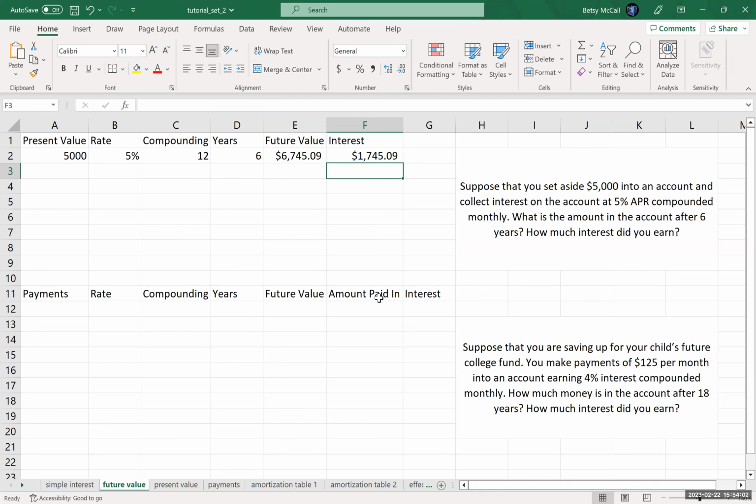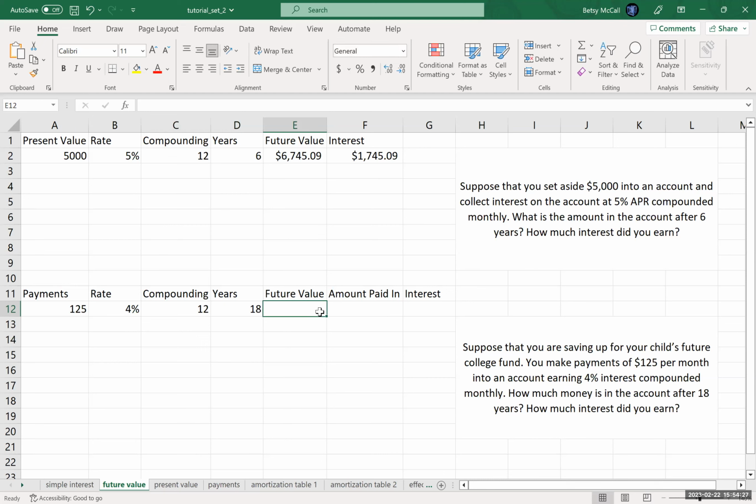So again, I've set up a table to keep track of our different components. So we have $125 payment. Our interest rate is 4%. We're paying in monthly, and this is compounded monthly. These have to be the same, both the payments and the compounding periods. We are paying in for 18 years.